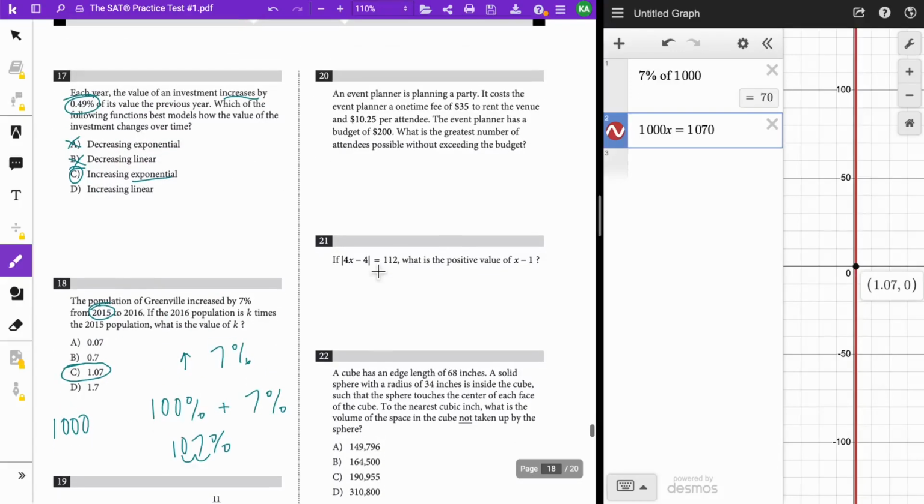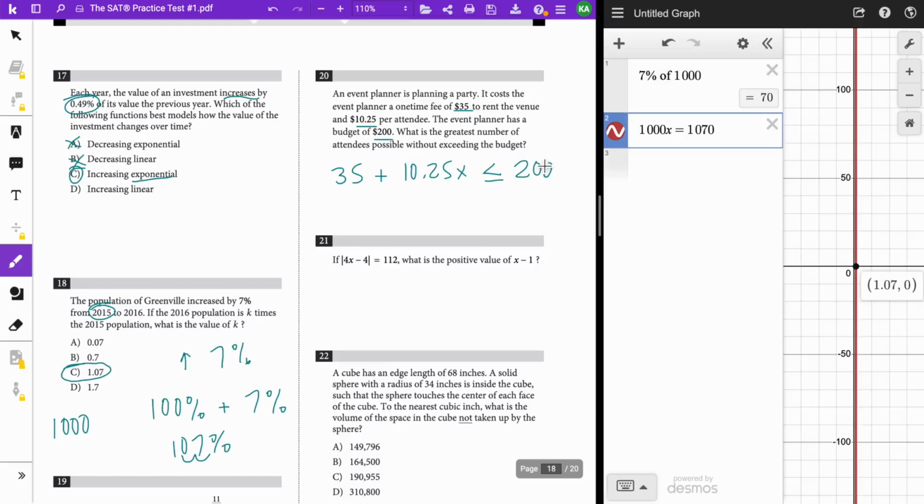What about number 20? Event planners planning a party. It costs a one-time fee of $35 to rent the venue, and then it's $10.25 per attendee. The planner has a budget of $200. So what's the greatest number of attendees possible without exceeding the budget? So we could set up an inequality or an equation here. We could say it's $35 one-time fee plus it's $10.25 for every attendee. So if the number of attendees is, let's say, X, we could do 10.25 times X, and that has to be less than or equal to 200.